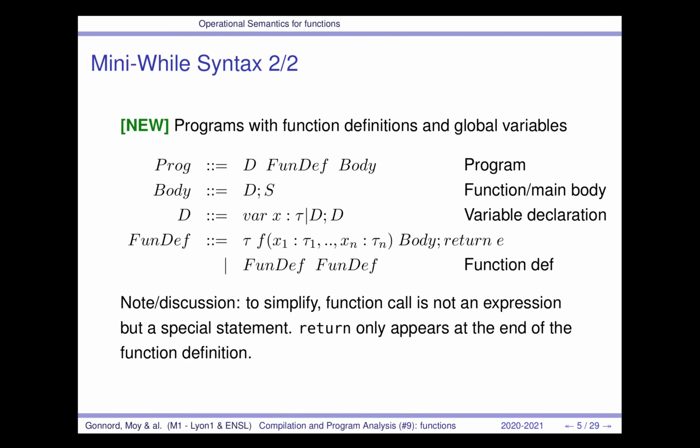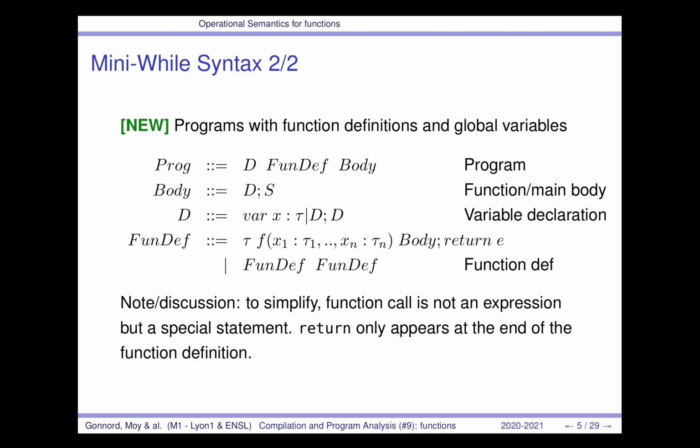What is a variable declaration? It's a set of declarations, so that's why at the right you have a sequence of declarations. Each of them is of the form var x : tau, which means I declare the variable x with the type tau. Tau would typically be int and boolean, but you can extend it with whatever type is interesting for you. Then, finally, we get to the definition of functions.